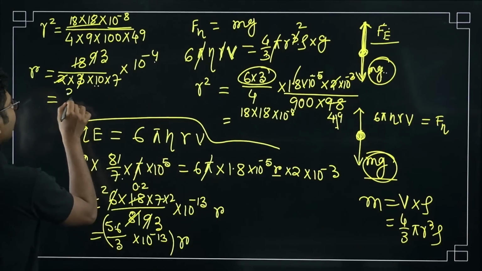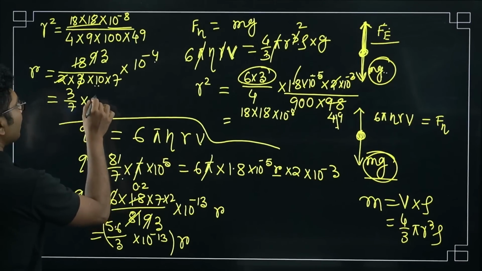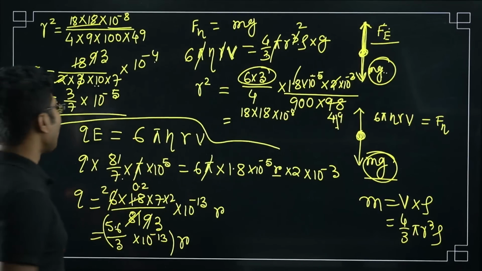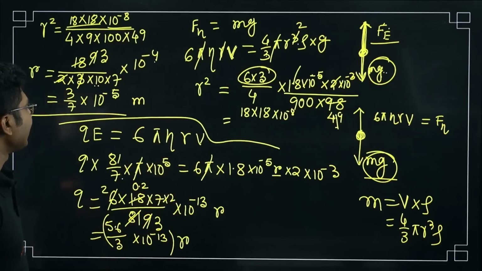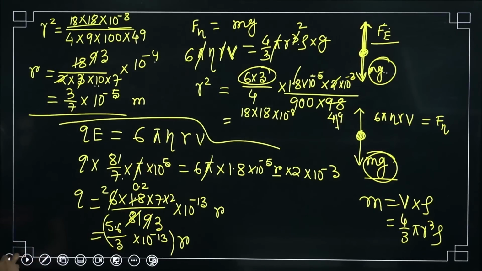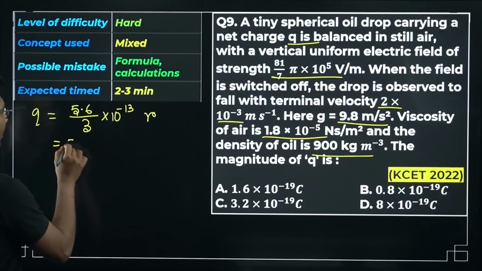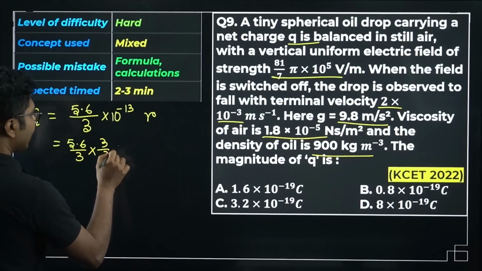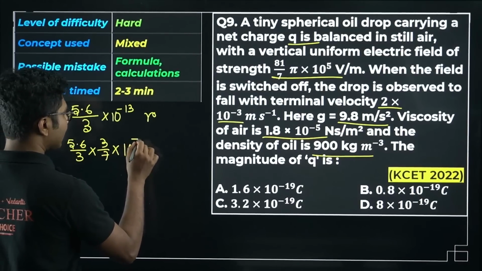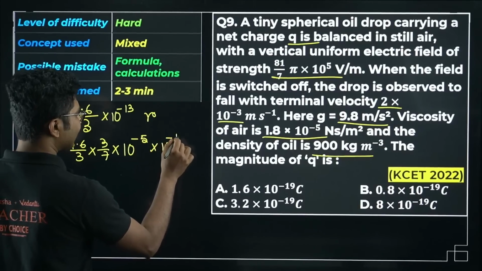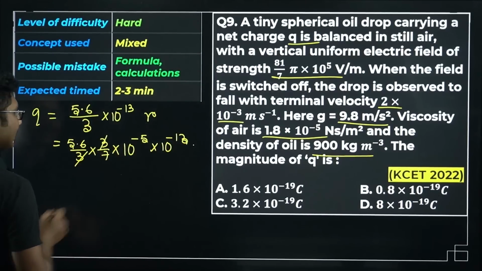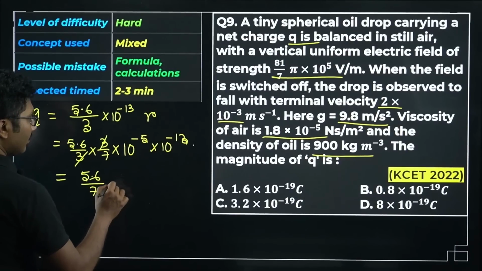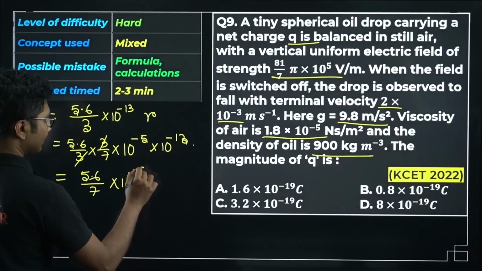So what is the value? You will get 3 by 7 into 10 to the power of minus 5. Okay, so this is the value of r. As you can see, this is very, very small, obviously meters: 3 by 7 into 10 to the power of minus 5 meters. So now we have to put that value. So 5.6 by 3 into 3 by 7 into 10 to the power of minus 5 into 10 to the power of minus 13. Okay, so you can cancel these 3. So you get 5.6 divided by 7 into 10 to the power of minus 18.